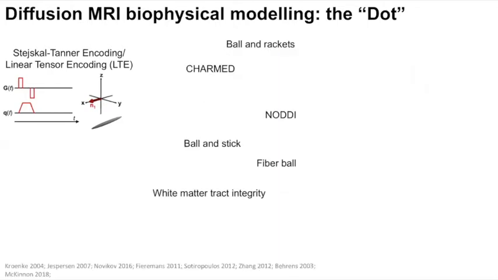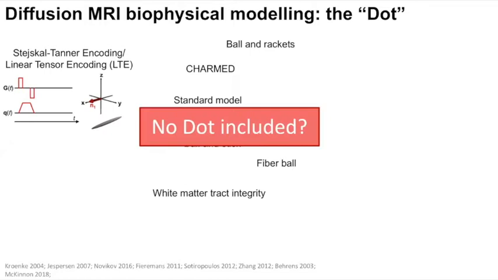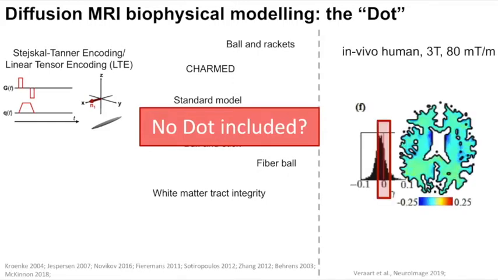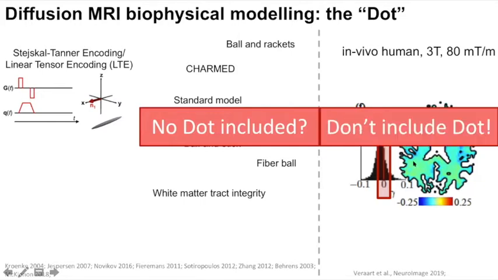But if you look at most diffusion MRI models, for example CHARMED or the standard model of diffusion, most of them do not include such a compartment. And this work, which looked with slightly stronger gradients and much higher B values at the signal decay, also found that the dot compartment was almost negligible. So they recommend not including a dot compartment, at least for white matter biophysical modeling. So there's a bit of a controversy whether we should include this compartment or not in our modeling.